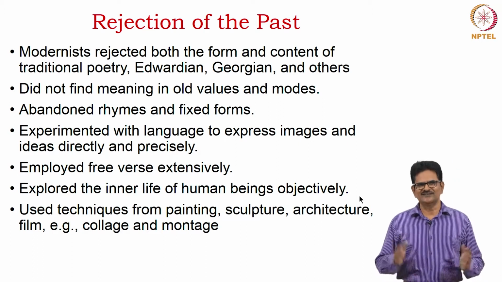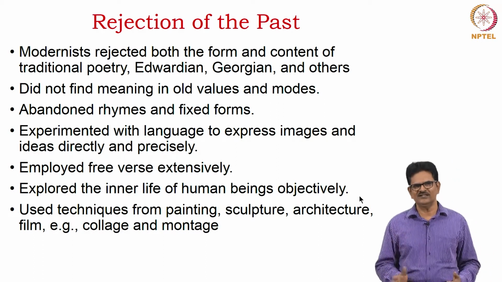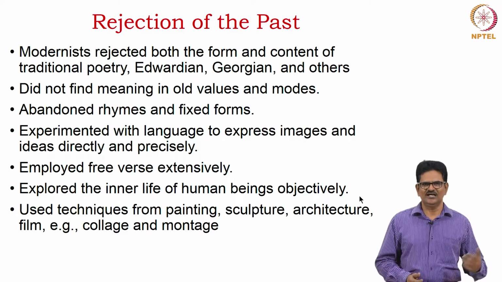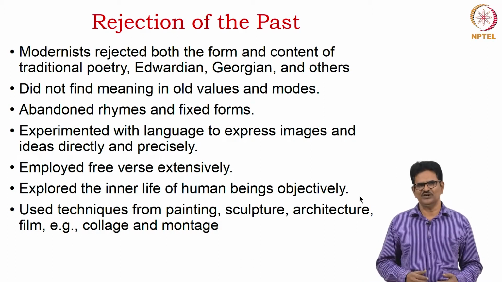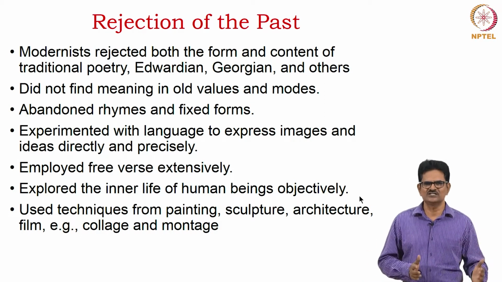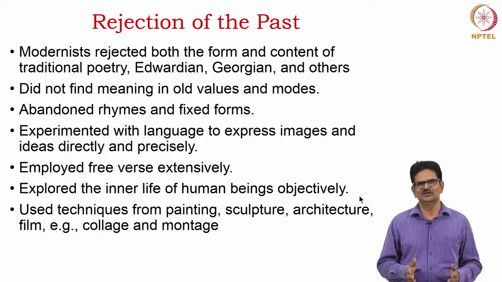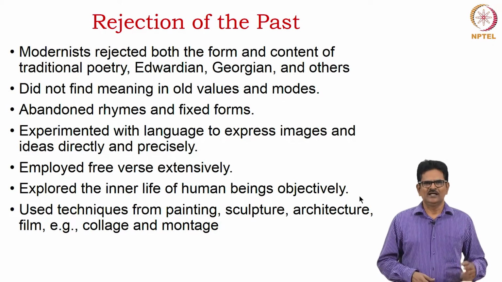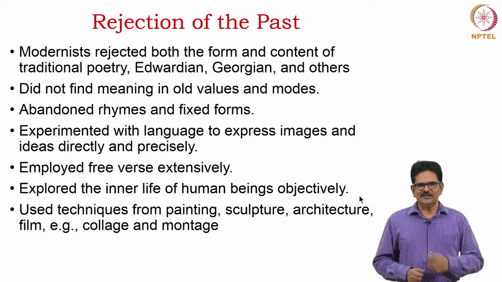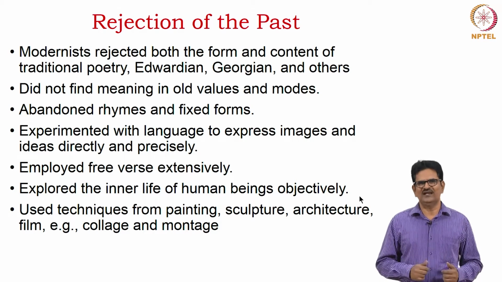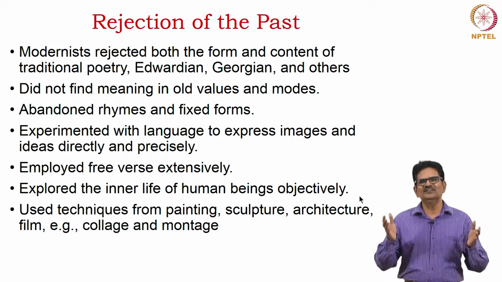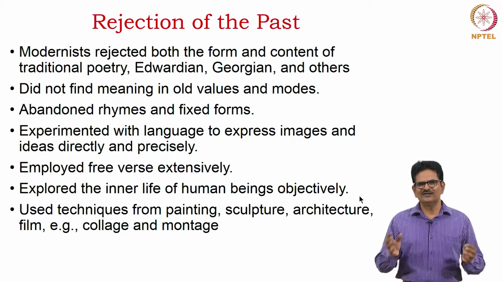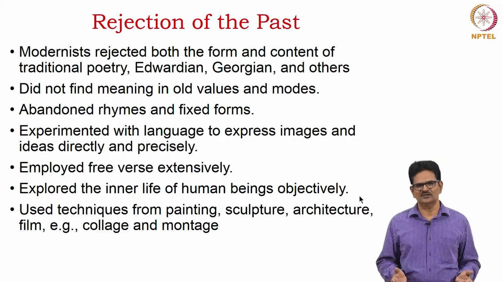Modernist poets rejected both the form and content of traditional poetry. Edwardian poetry, Georgian poetry, Victorian poetry and Romantic poetry. Everything that was traditional in terms of form and theme they rejected. These modernist poets did not find meaning in old values and modes because these old values and modes did not prevent the First World War.